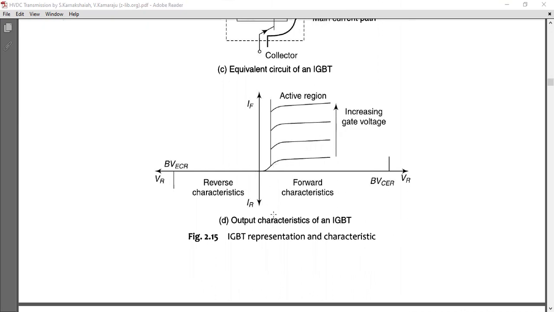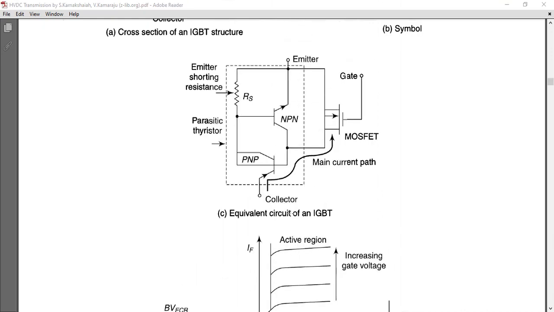If you observe the structure of the IGBT, we can see that it is the same as a MOSFET, except the N substrate is replaced by a P collector region. This IGBT also has three terminals: gate, collector and emitter. In a MOSFET we have gate, drain and source, but in IGBTs, in place of drain and source, we get collector and emitter.